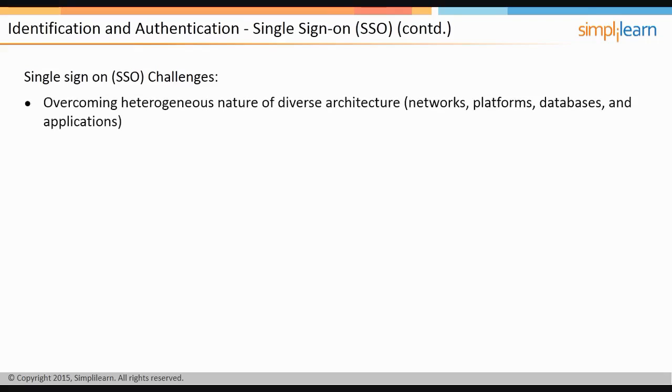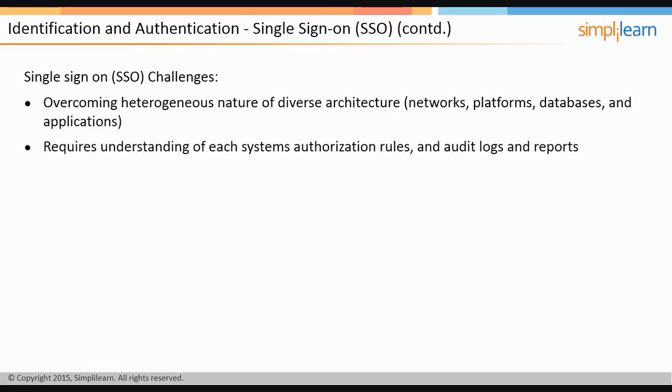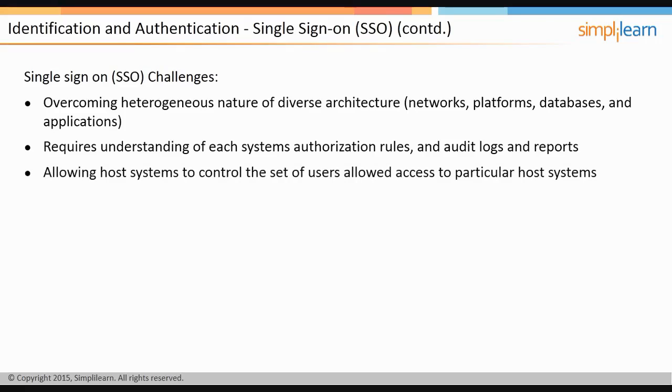Single sign-on SSO challenges. Overcoming the heterogeneous nature of diverse architecture, networks, platforms, databases, and applications. Requires understanding of each system's authorization rules and audit logs and reports. Allowing host systems to control the set of users allowed access to particular host systems.